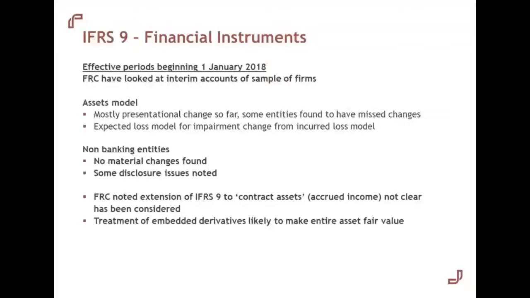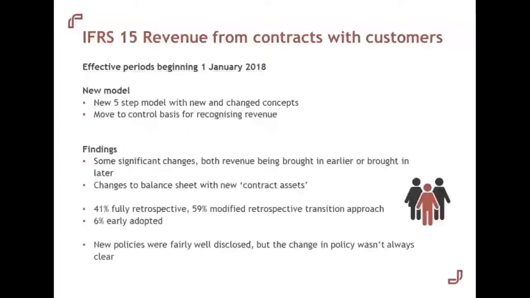But the expected loss model change that had been brought in so far appears to have had a relatively limited impact, especially on non-banking entities. Looking at IFRS 15, we have, again, a new model here, which is a fundamental change to how we consider revenue as far as the conceptual approach, creating new things like performance obligations, and changing from a risks and reward transfer question to a control transfer question. When does your customer take control over the good or service you're providing? That's when revenue will be recognised.